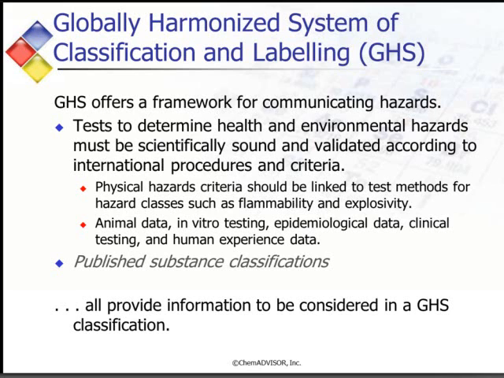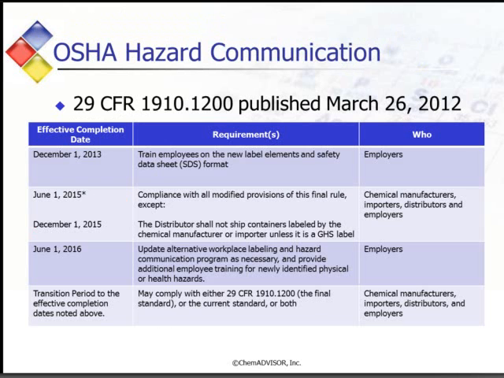These test methods include testing for flammability, explosivity, also animal data, including in vitro testing, or epidemiological data. Clinical testing or human experience data may be used to support GHS classification. Outside of the United States, some countries have chosen to publish substance-specific classifications as part of their GHS implementation. All of this information is provided and can be considered to support classification for GHS.